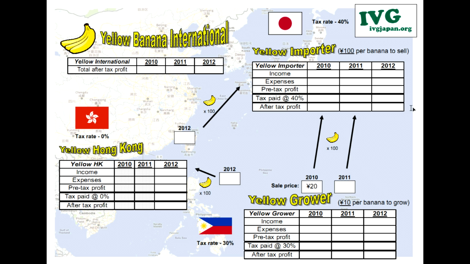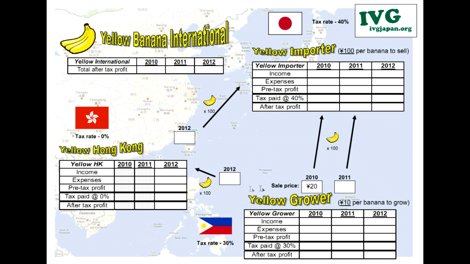So in the year 2010, the company only has 2 subsidiaries. The first one is this yellow grower down the bottom, which is based in the Philippines and is where the plantation is, where they grow their bananas, and the yellow importer, which is the Japanese corporation, which imports the bananas from the Philippines and sells them onto the consumer. So, for the year 2010, Yellow Banana International is operating completely legitimately and along international business standards. And we'll just run through the accounts.